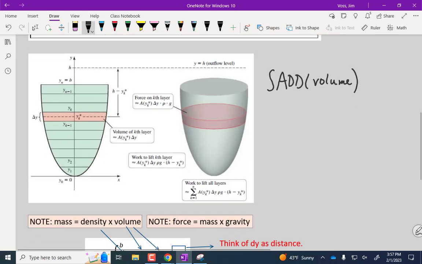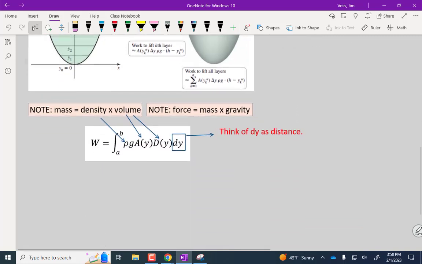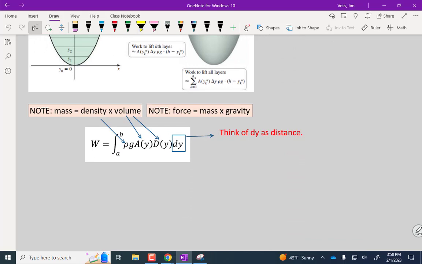So that's going to be our plan. We're going to pump out that element. We're going to find the work to pump out this slice of water, and then we're going to add them all up and get the total work to pump out all the slices of water. And that's what this formula is going to do. So let's not look at the individual units, but think more conceptually. We know that force is mass times gravity, and we also know that density times volume is mass.